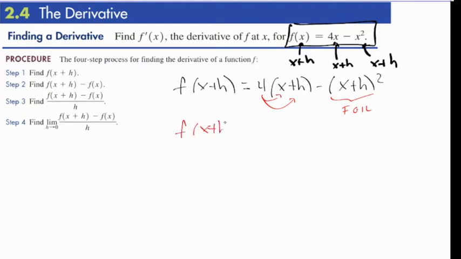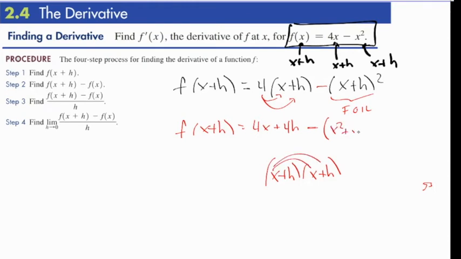F of x plus h is equal to 4x plus 4h minus parentheses, because anytime we follow a minus, we need parentheses, so we distribute that negative through. And when we FOIL x plus h, we do first, which is x squared, outer, which is plus xh, inner, which is plus another xh, and last, which is plus h squared.